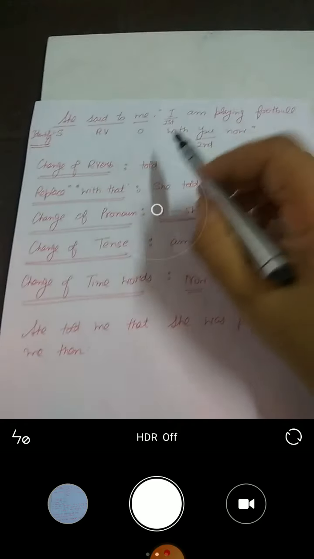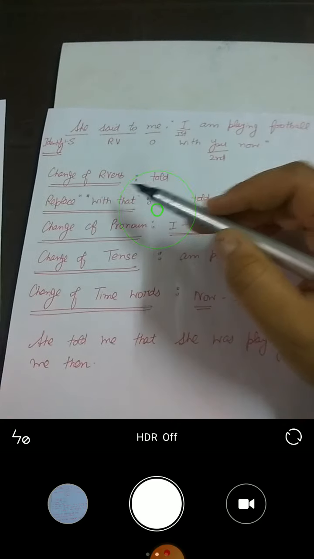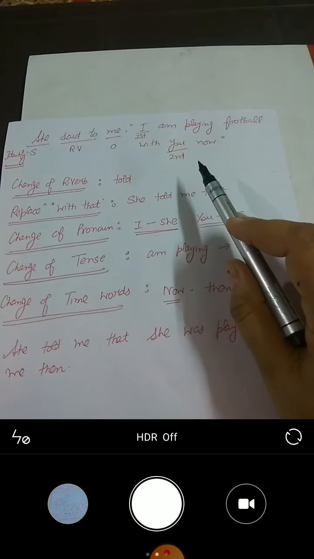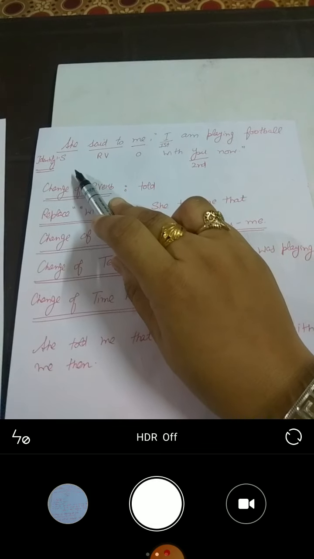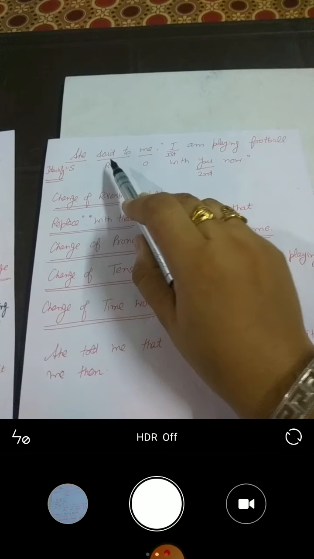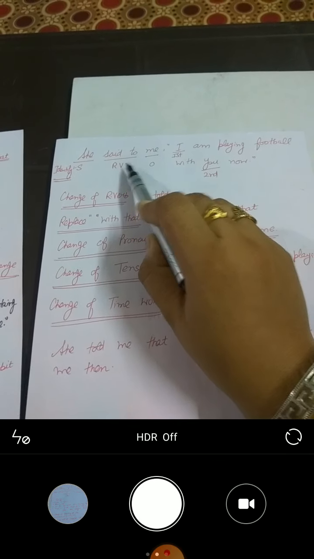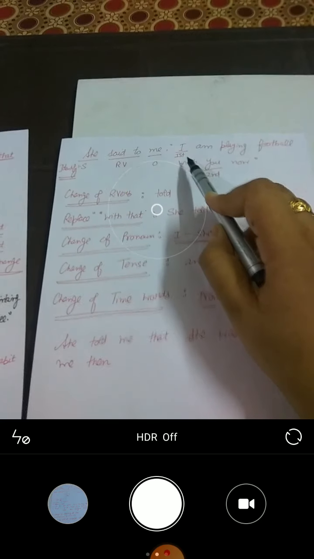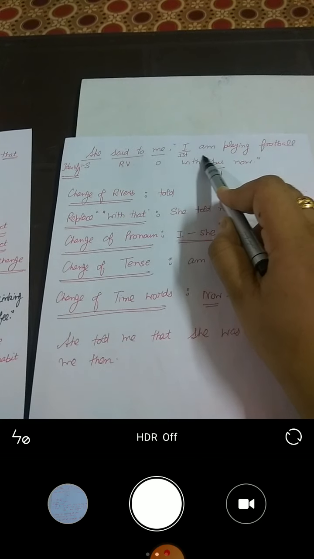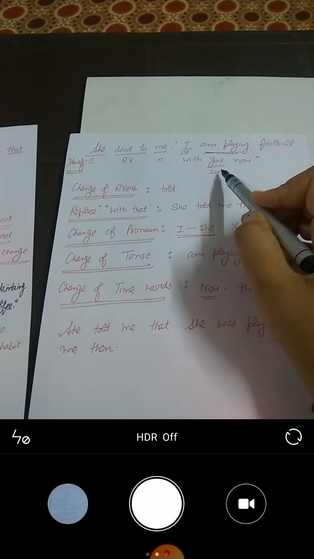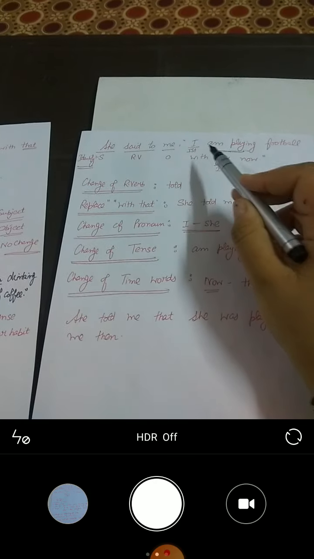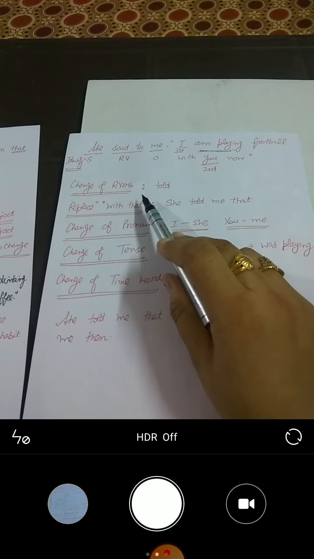Now you can see an example here in order to understand all these steps. She said to me, I'm playing football. So you can now identify, the first step is identification. This is your subject, said to is your reporting verb, then me is object, I is the first person here, am is your tense, that is I am playing, your present continuous tense, and you is the second person. Now I have told you, second is change of reporting verb.